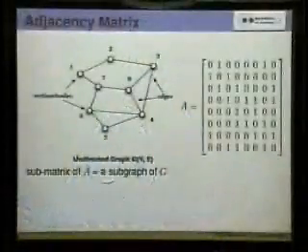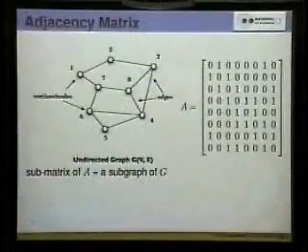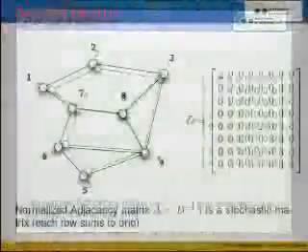And of course a subgraph of A is just a smaller set of vertices of the graph and the corresponding edges, and essentially a submatrix of this matrix corresponds to a subgraph. So this is extremely straightforward.